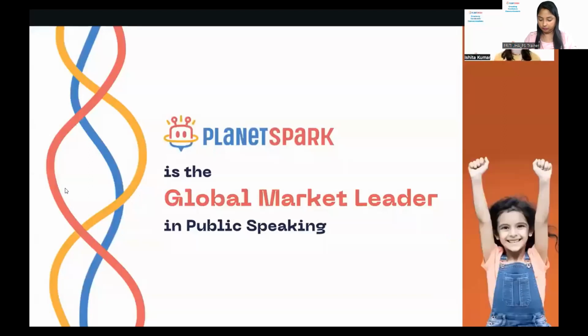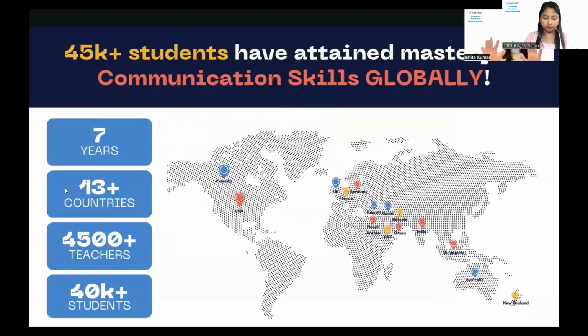So Planet Spark, in fact, is a global market leader in public speaking. What that means is that our presence is global for sure, and you might not have heard of any other organization providing a solution to this big problem: how do we develop soft skills in students starting from a young age itself? That is what Planet Spark is trying to do. So we are a market leader in public speaking. Let me just show you some of the statistics.